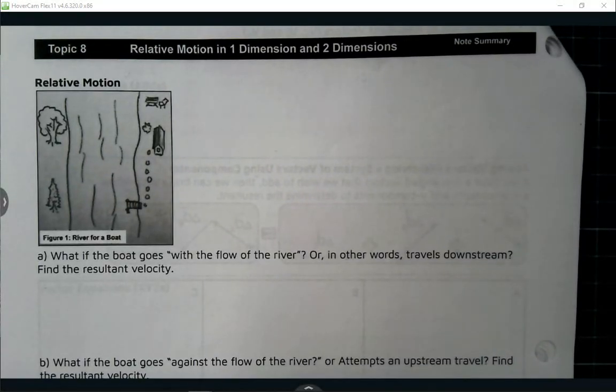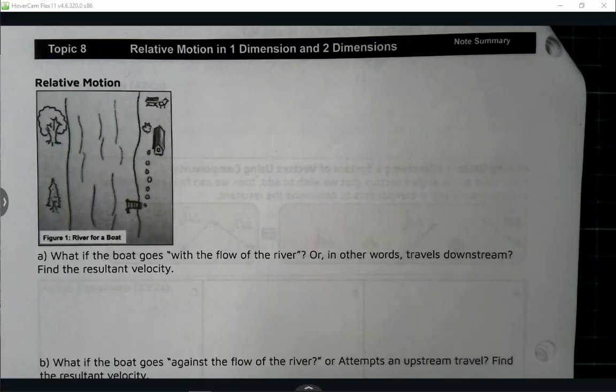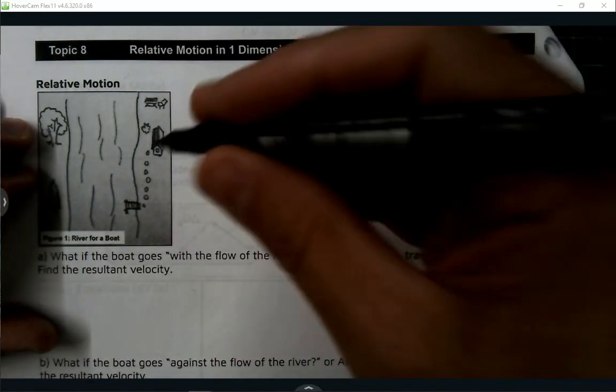All right. So we got this riverboat, and riverboat problems are a classic way to talk about relative motion. Relative motion is a conversation about one thing moving relative to another thing. Well, you know what? Maybe we just jump into it like this.